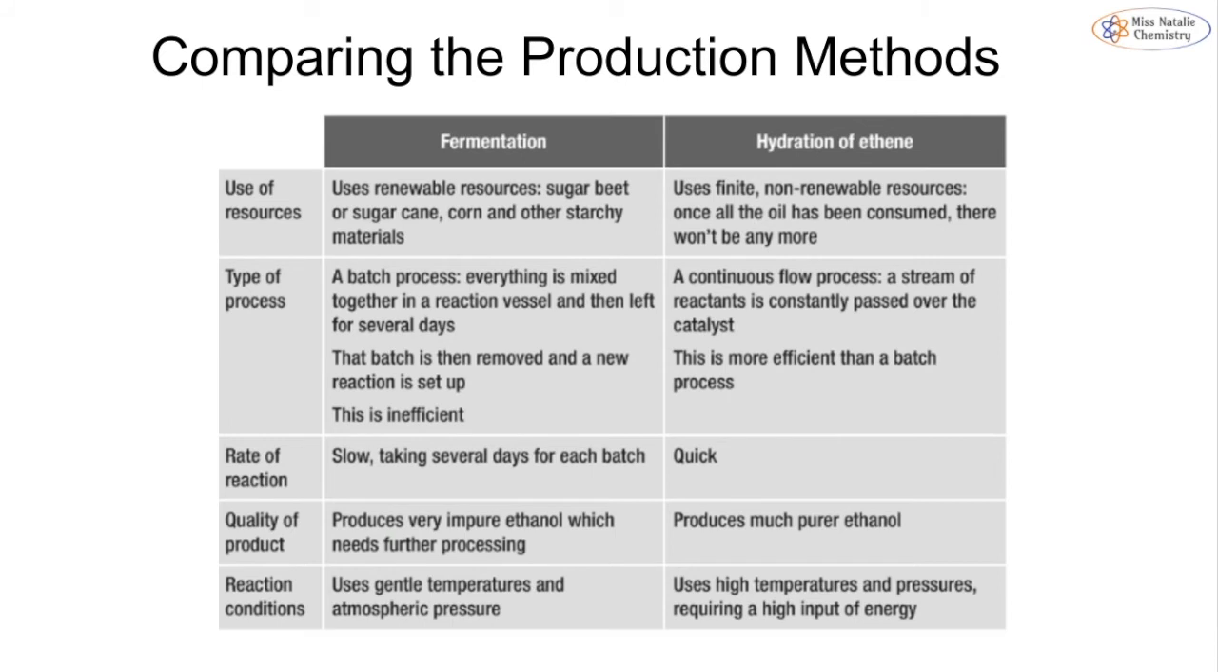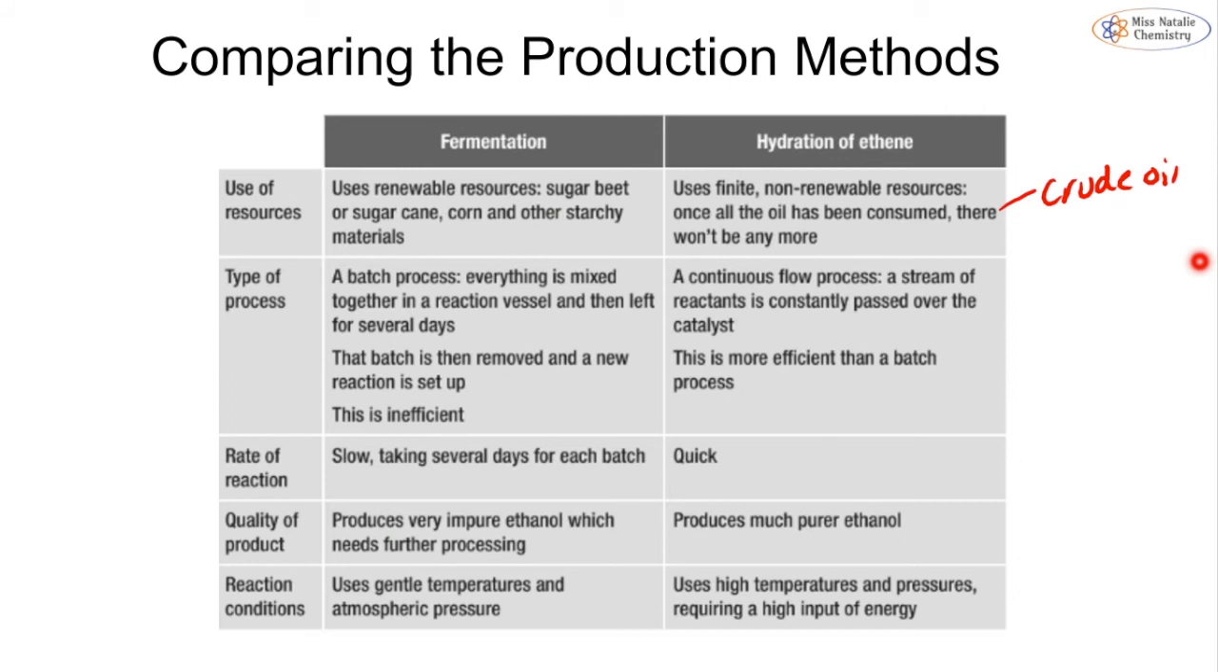Now, when we compare the production methods, we have to look at the positives and the negatives of both of them. So if we start by looking at the use of resources, fermentation uses renewable resources. We can grow the sugar, and we can grow the corn or any other starchy materials that we're going to get the sugar from. Hydration, on the other hand, uses finite non-renewable resources. We need crude oil in order for this to work. And the problem with this is as soon as all the oil is consumed, we can't do this process anymore.